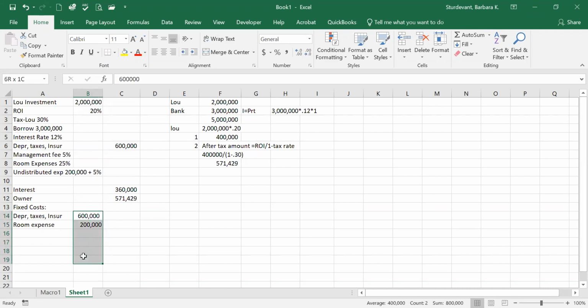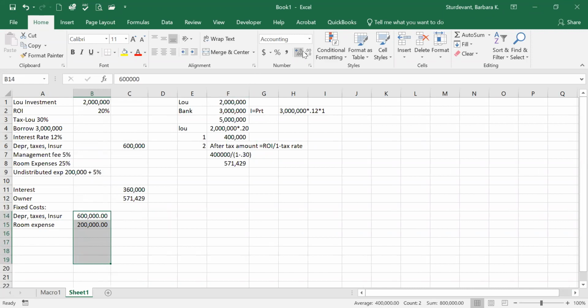All right, everything else I've got taken care of. We took care of that. We took care of that. We've included that. We have 3 variable costs. So there's our fixed costs.